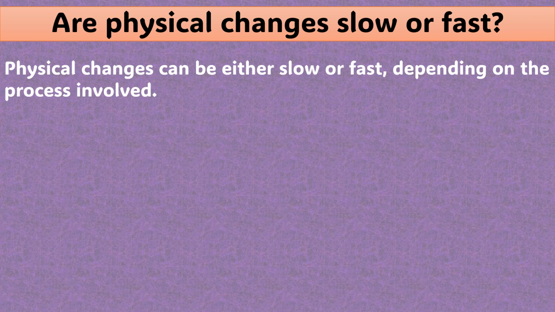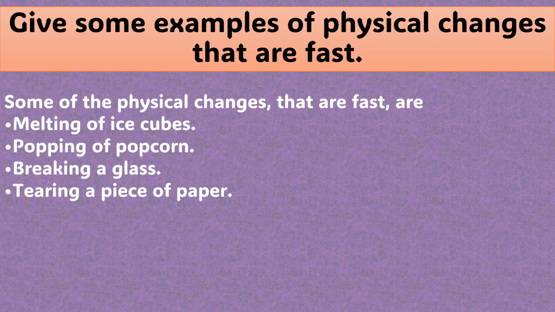Are physical changes slow or fast? Answer. Physical changes can be either slow or fast, depending on the process involved. Question number 12. Give some examples of physical changes that are fast. Answer. Some of the physical changes that are fast are: melting of ice cubes, popping of popcorn, breaking a glass, tearing a piece of paper.